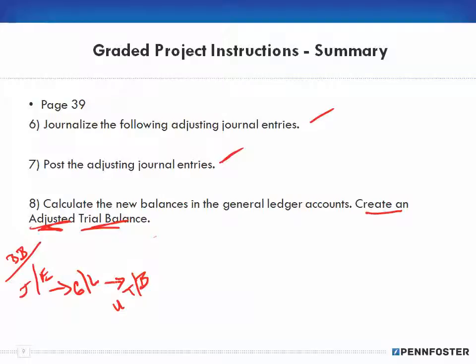Now that we have the unadjusted trial balance, we have to make sure that those balances are correct. So we have to correct for errors or whatever, and we make adjusting journal entries. When we make those adjusting journal entries, we're going to post them into the general ledger accounts. And then we create ourselves an adjusted trial balance. All right. So that's where we're at right now with our adjusted trial balance.